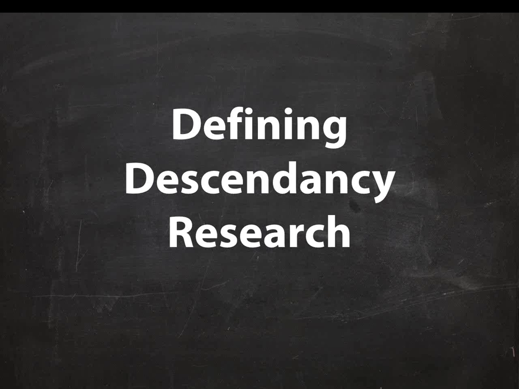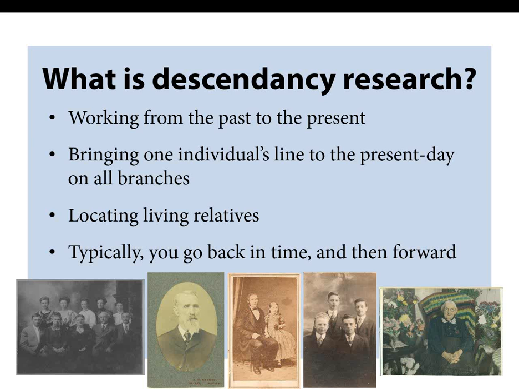So let's start by defining descendancy research. What exactly are we going to be talking about here today? So when you do descendancy research, you are working from the past to the present. In traditional genealogy, we work from the known to the unknown, and that typically means the present to the past. So we're doing the opposite when we do descendancy research.